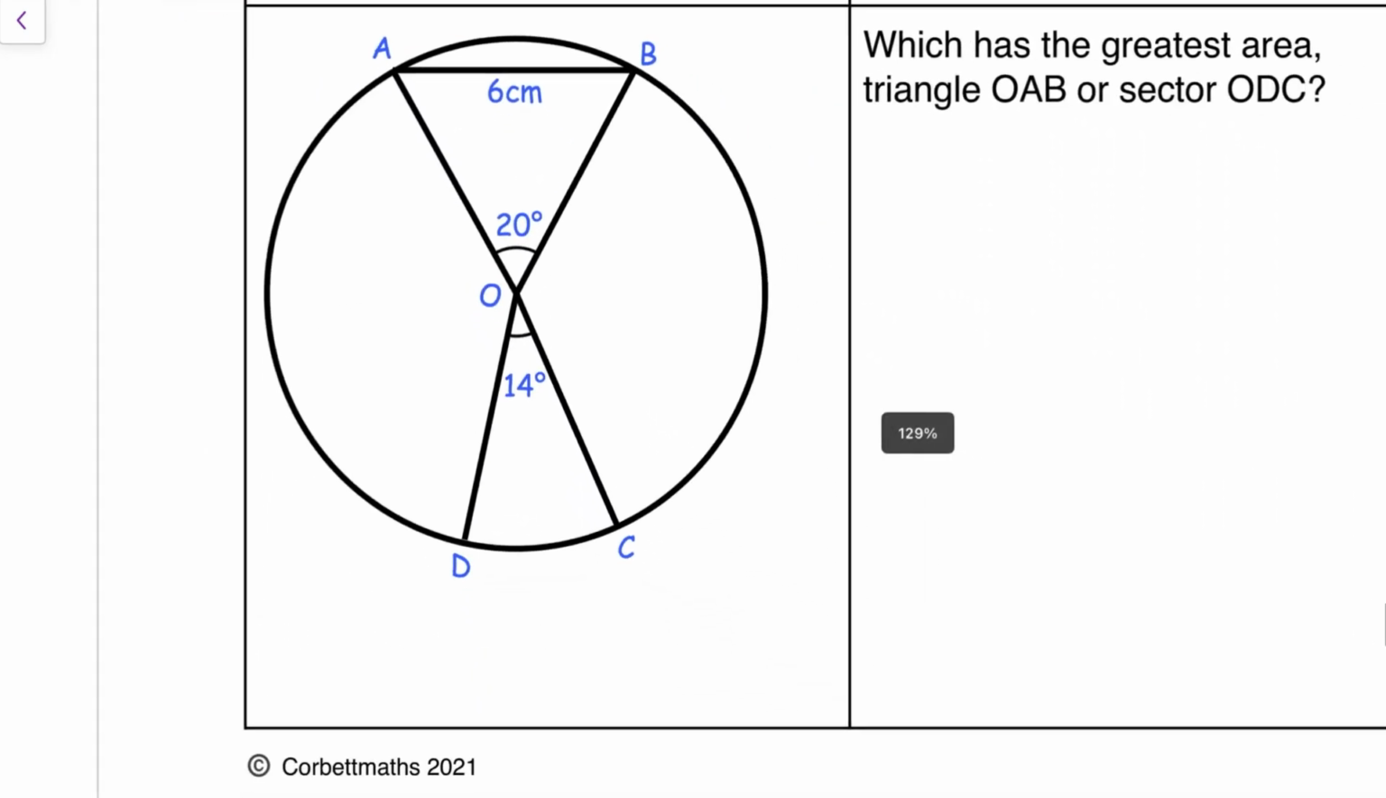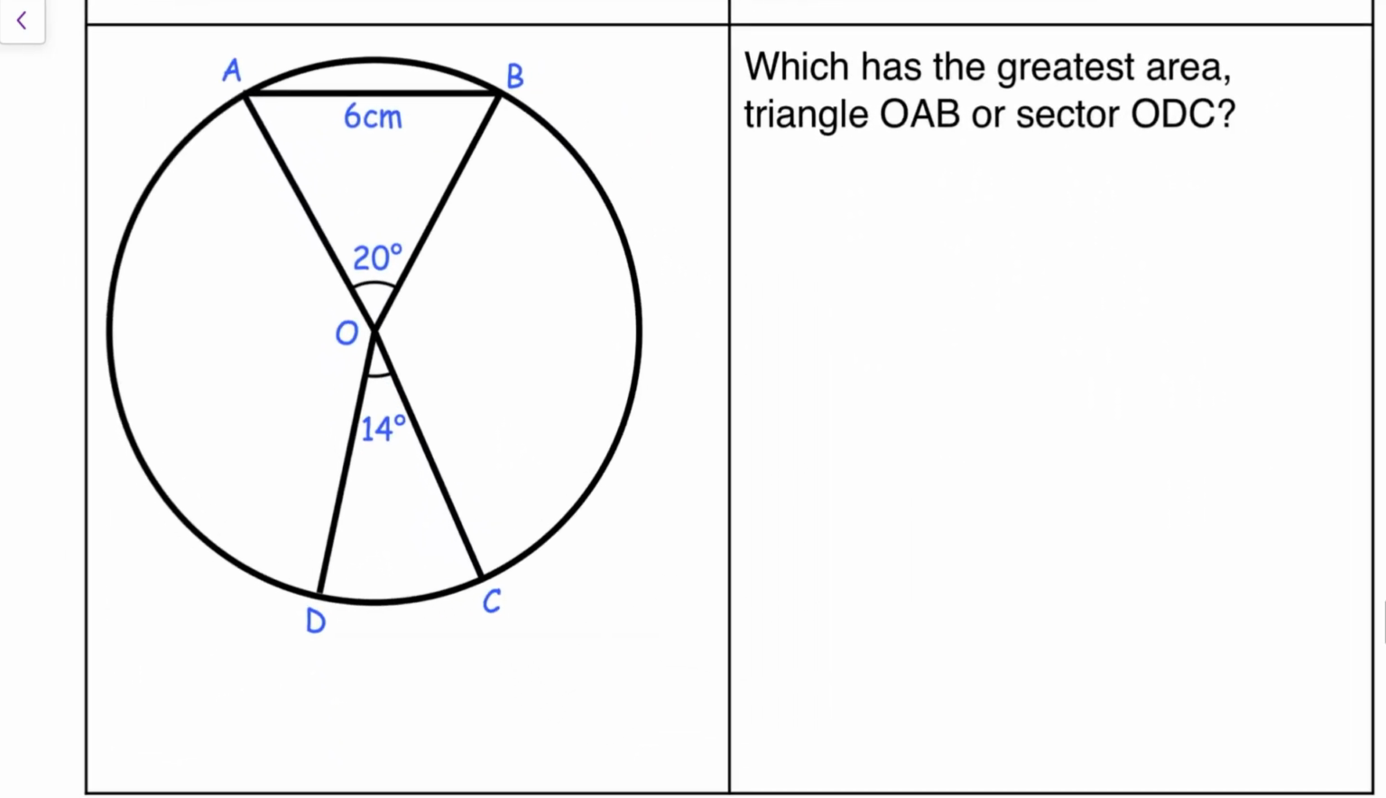Next question, I think final one today. Which has the greatest area, triangle OAB or sector ODC? Okay, I thought I was going to say a really obvious question then, but actually it's not, is it? So one is a triangle and one is a sector. So I'm just going to work them out and show the difference.